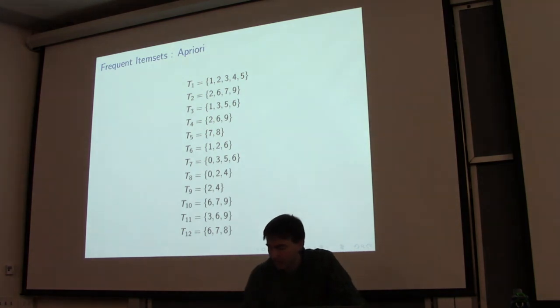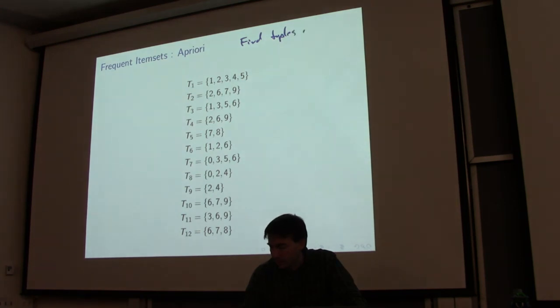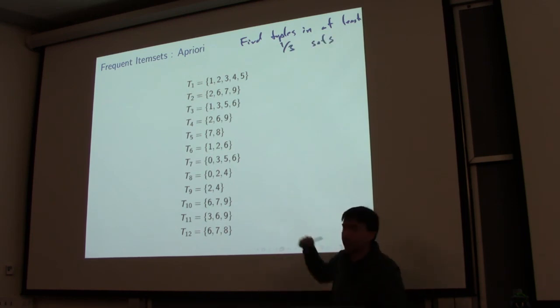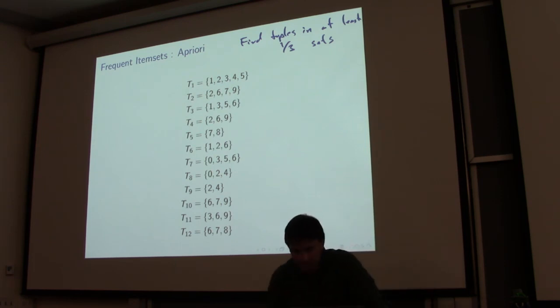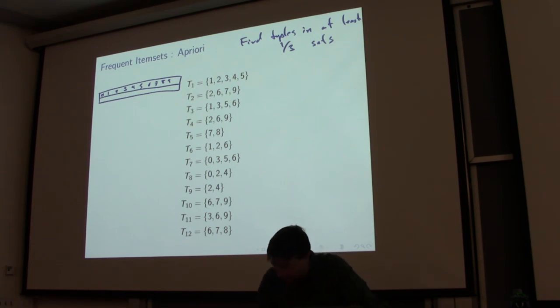I want to find tuples in at least 1/3 of sets, right? So out of 12, they need to occur in at least 4 of the sets. So the first thing I do is keep counters for 0, 1, 2, 3, 4, 5, 6, 7, 8, 9, and only up to 9.